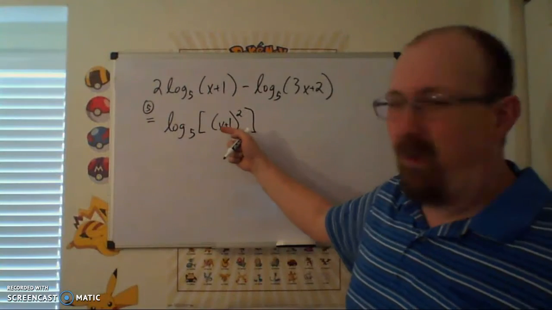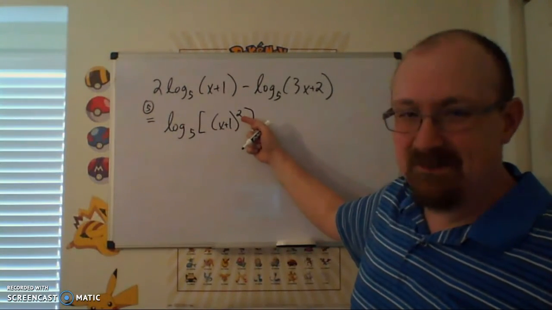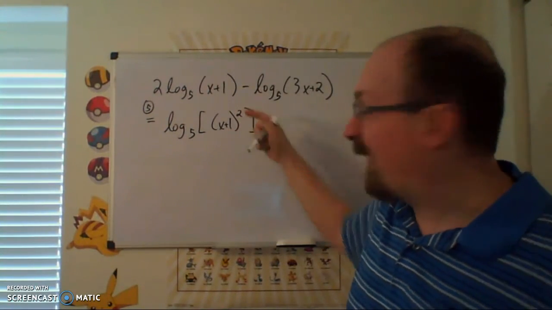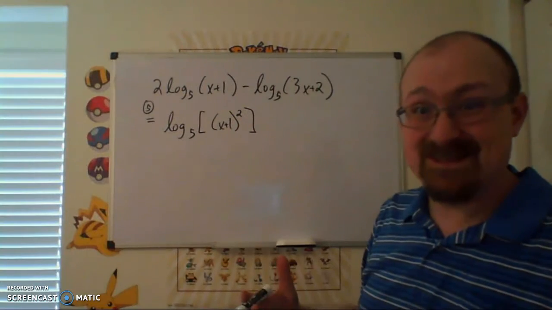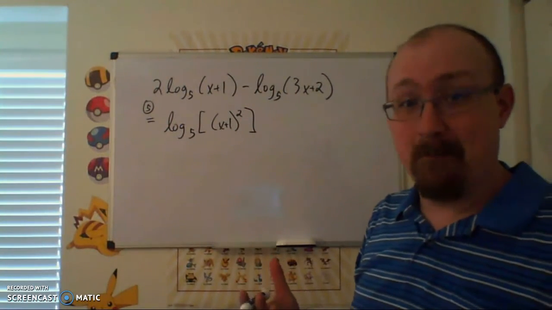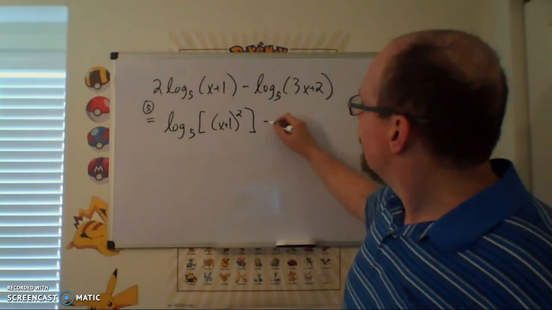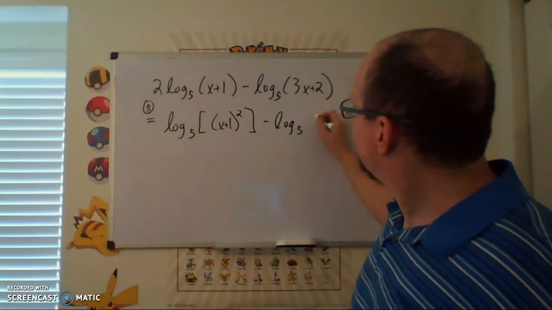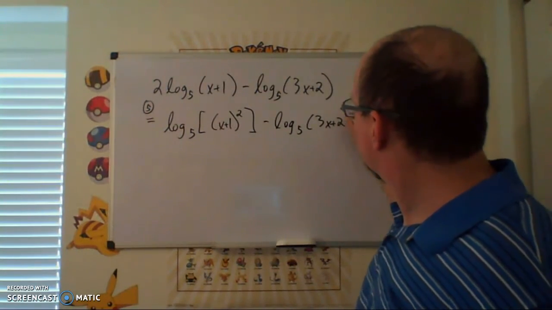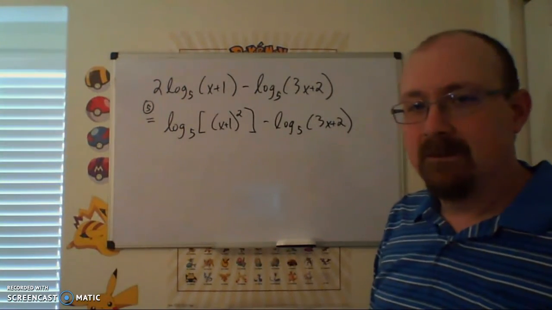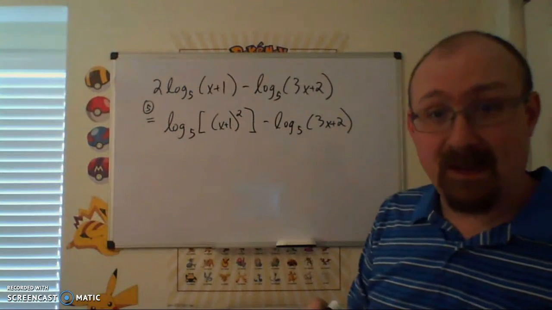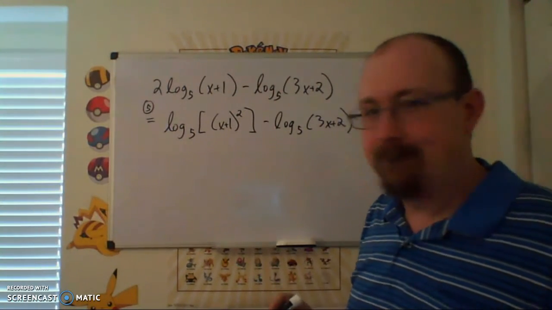You don't really need to be quite this careful with this. I just like to do it to make sure I know that that square is actually inside the logarithm. That's why I've got that second set of brackets there. It's not representing a matrix or anything. And then we have still the base 5 log of 3x plus 2 sitting in the back.